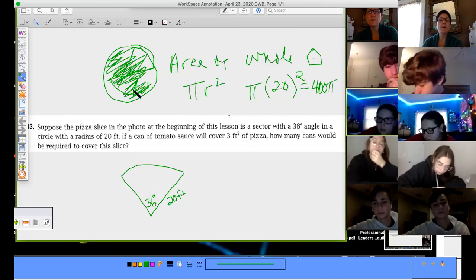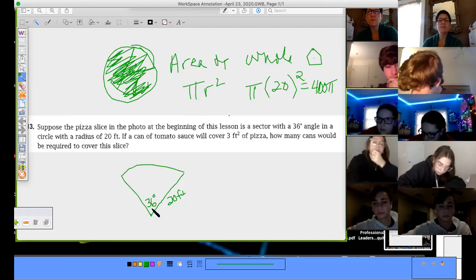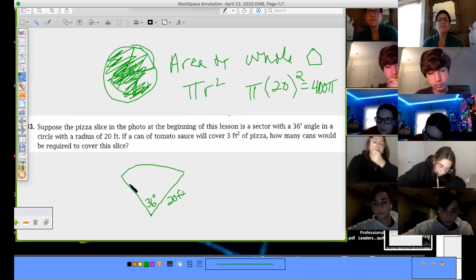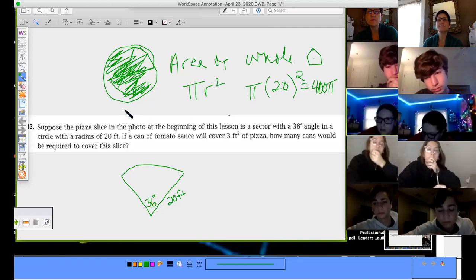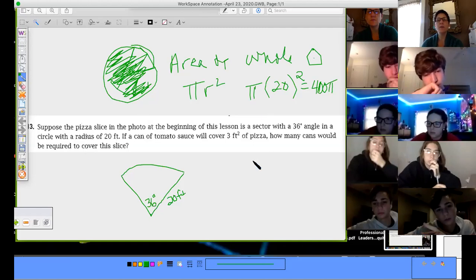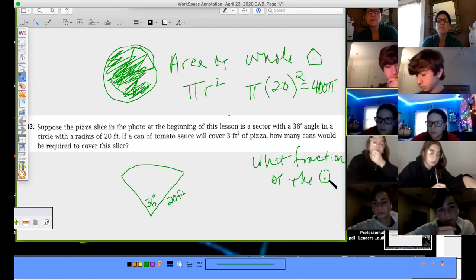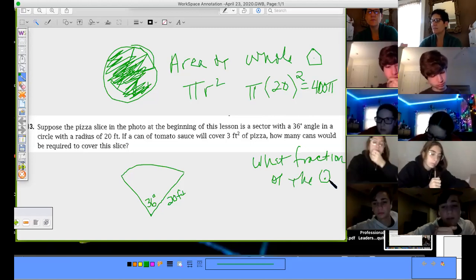But if I just want a slice whose angle is 36 degrees, I have to figure out what fraction of the circle I'm talking about. Would you all agree with that? Yes. If I said to you, 36 degrees is what fraction of the circle, tell me what fraction. One fraction, don't say it out loud. One fraction of the circle, and I don't think I agree with you. So what fraction of the circle is 36 degrees, and how are you determining what the fraction of the circle is?